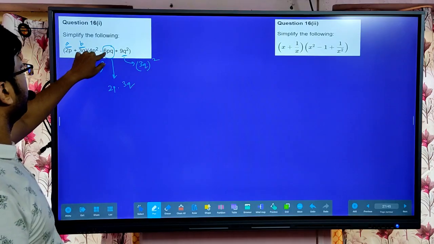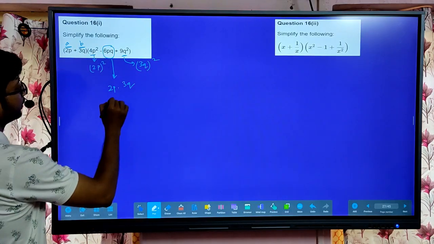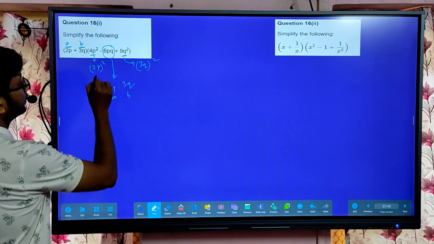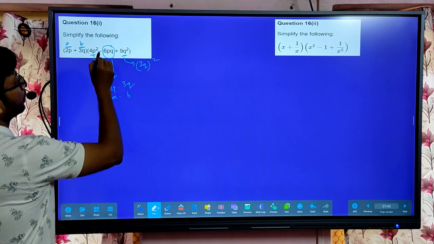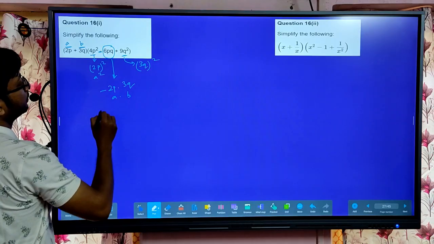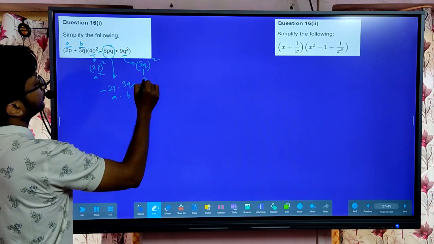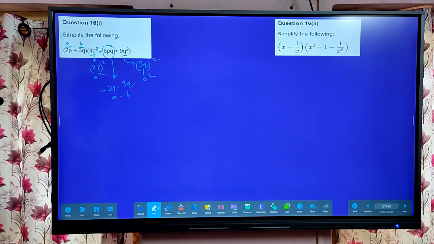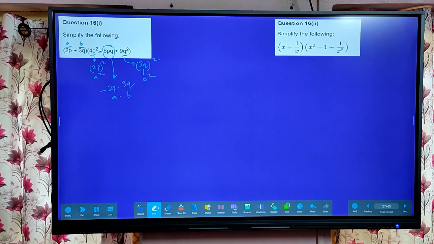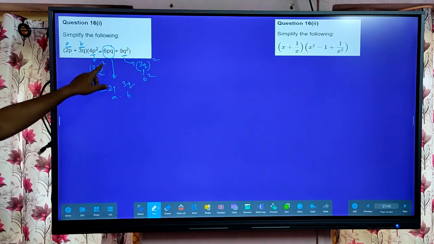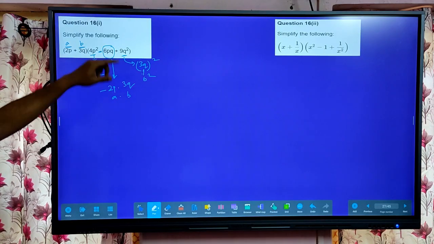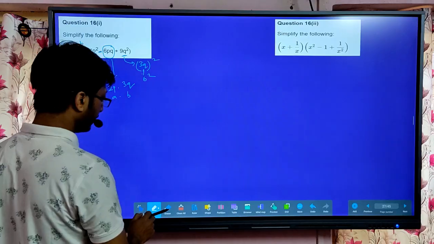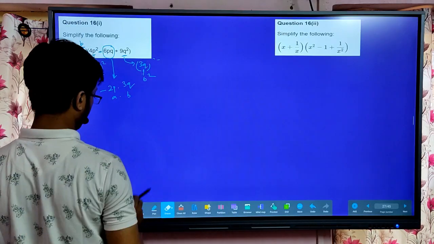A square minus ab. This is a. This is b. This is 2p square. So it is a square minus ab. Minus is there. Minus ab. Then this is b. Understood? 6pq can be written as ab, 2p into 3q. This is 2p square. So let me write in a clear way.